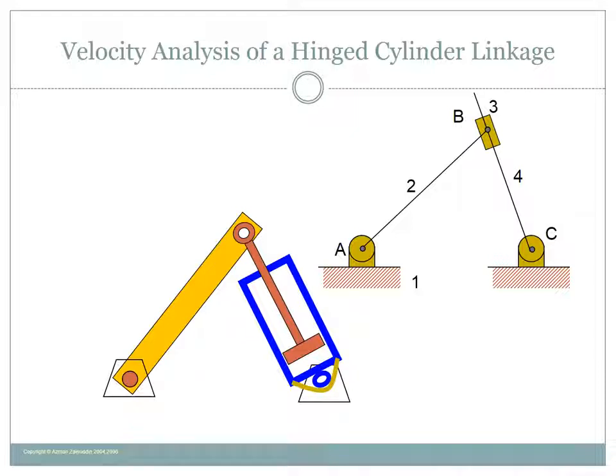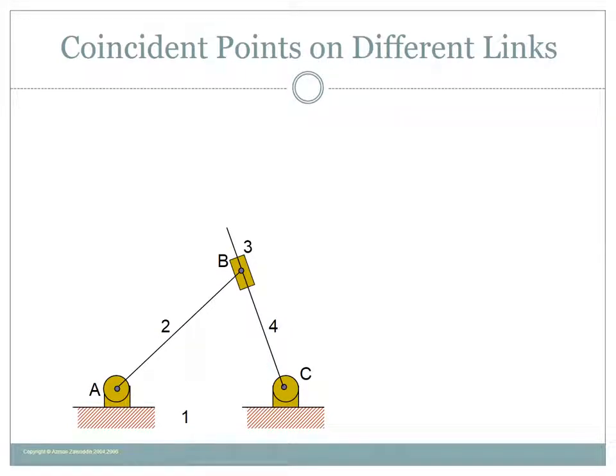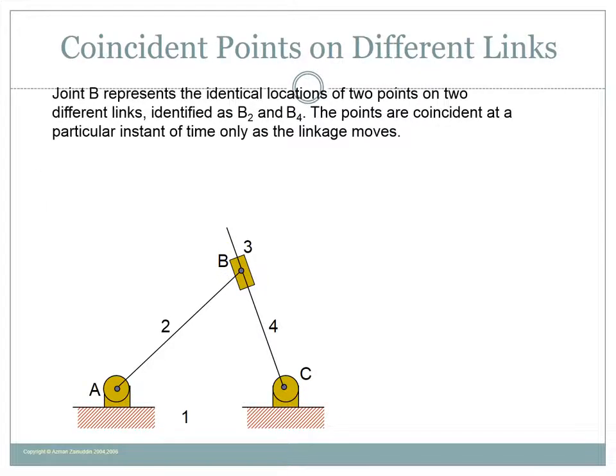This is the kinematic diagram of the hinge cylinder linkage. So this is the coincidence point. We're going to analyze point B here. Joint B represents the identical location of 2 points on the 2 different links, identified as B2 and B4. The points are coincident at the particular instant of time only as the linkage moves.